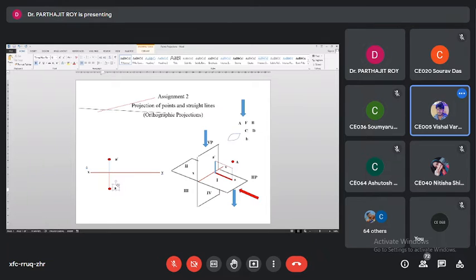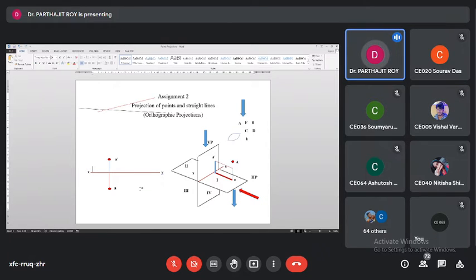Yes, sir. Now suppose, assume that what is our actual point? Actual point is capital A, which is lying in the space, isn't it? You are considering a point in space. Assume that the point A is 30 millimeter in front of the vertical plane and 20 millimeter above the horizontal plane. Are you getting me? Yes, sir.